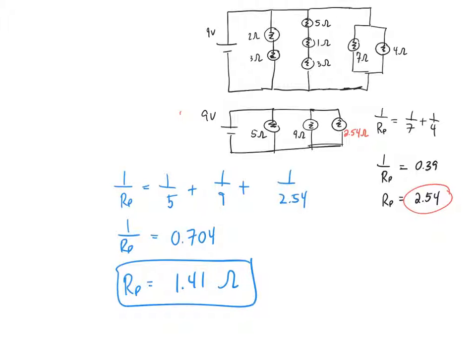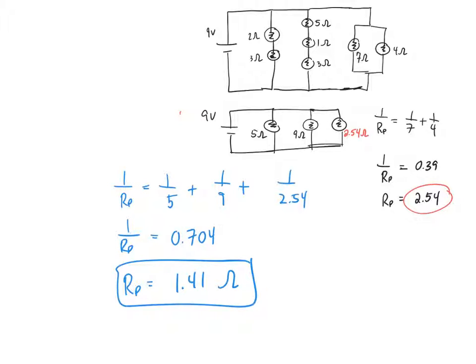Again, think about that for a second. If the overall resistance goes up, it means the overall current goes down in series. But then in parallel, we're seeing that the resistance goes down, right? The resistance lowered from 5, 9, 2.54 to this number. So for the resistance to go down, the current has to go up. The current has to go up.